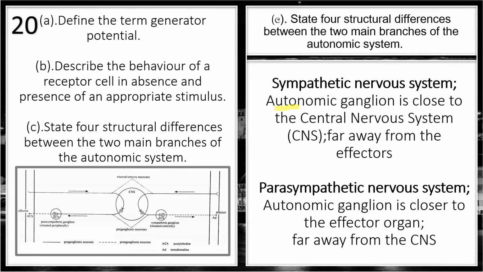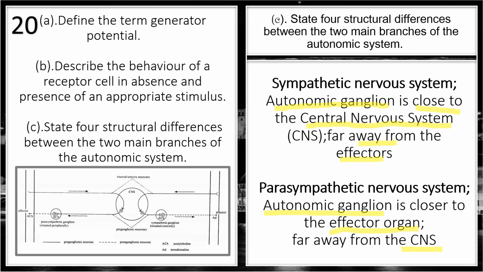Sympathetic: the autonomic ganglion is close to the central nervous system and far away from the effector. For the parasympathetic nervous system, the autonomic ganglion is closer to the effector organ and away from the central nervous system.